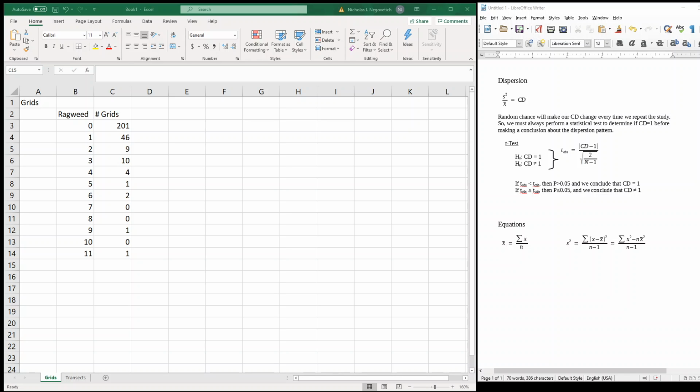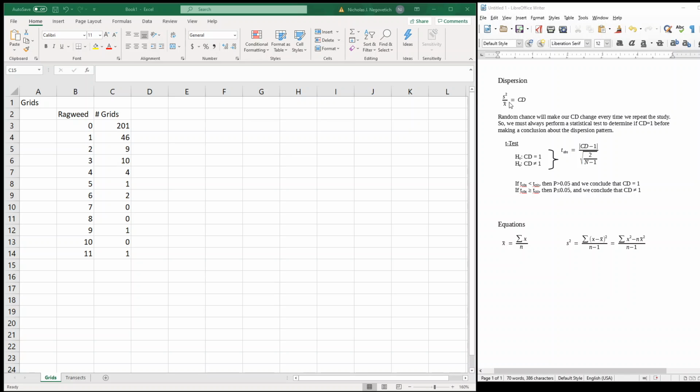In lab today, we learned how to analyze our data from last week's lab. Last week, we went out and dropped grids out in an area of grass to determine the dispersion pattern of ragweed. We are going to calculate the coefficient of dispersion, CD.